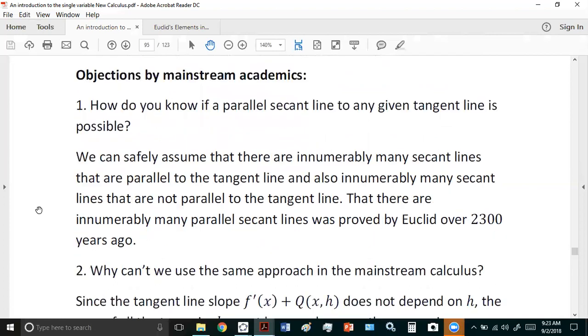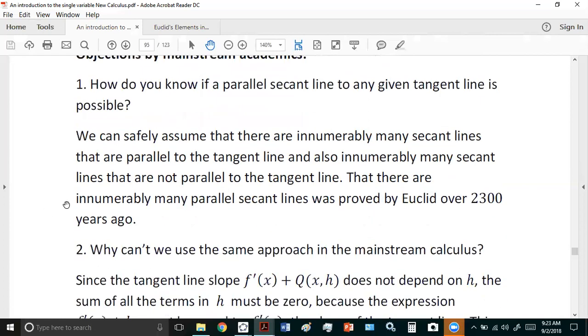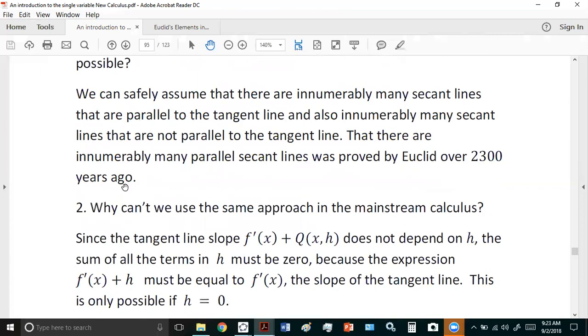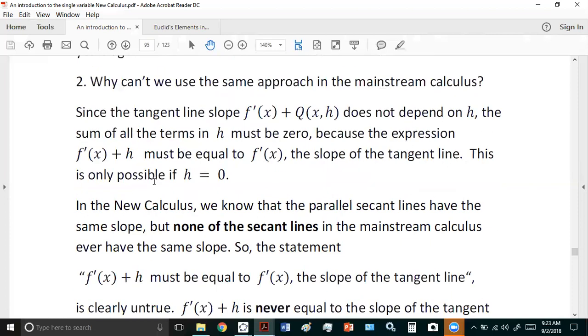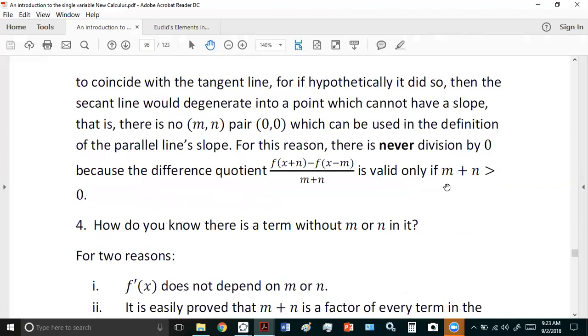And there are much, much more things that you can do with the new calculus than you can do with your bogus calculus. And of course you can do everything with the new calculus that you are able to do with the mainstream calculus, but much more again. So now I think that's pretty much it.